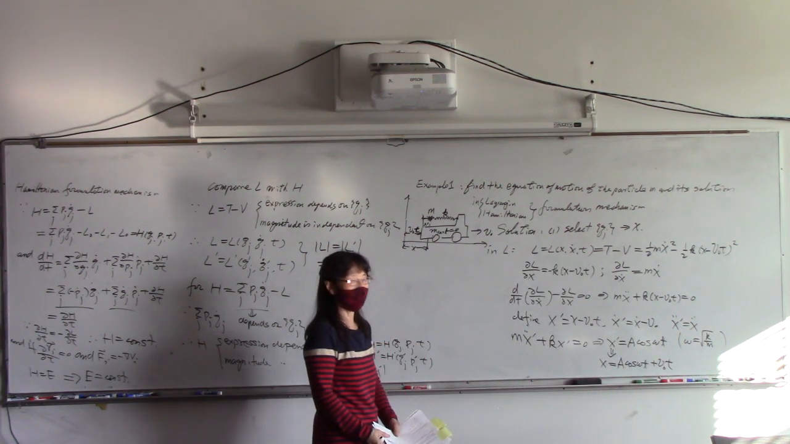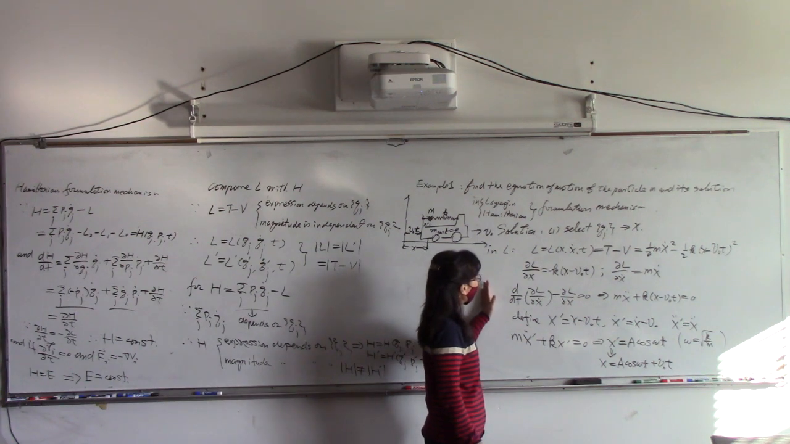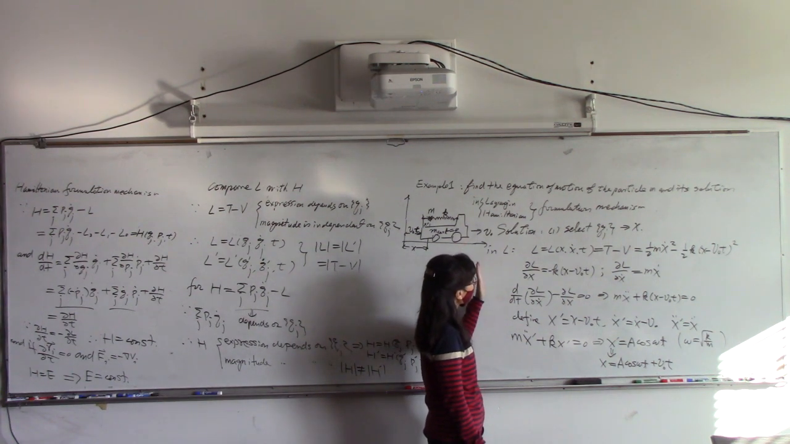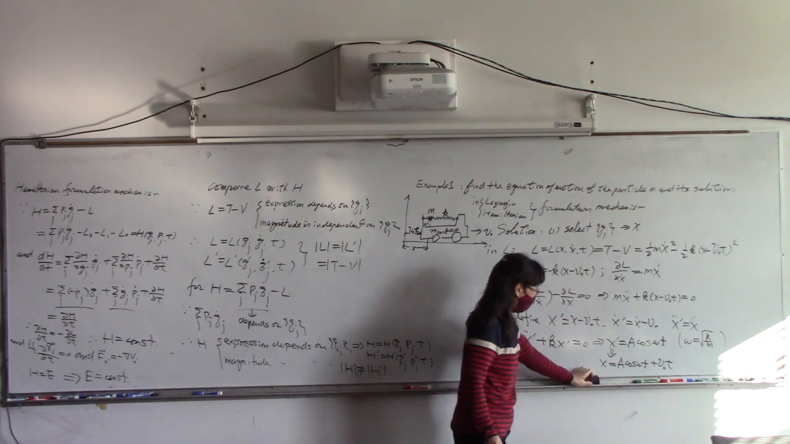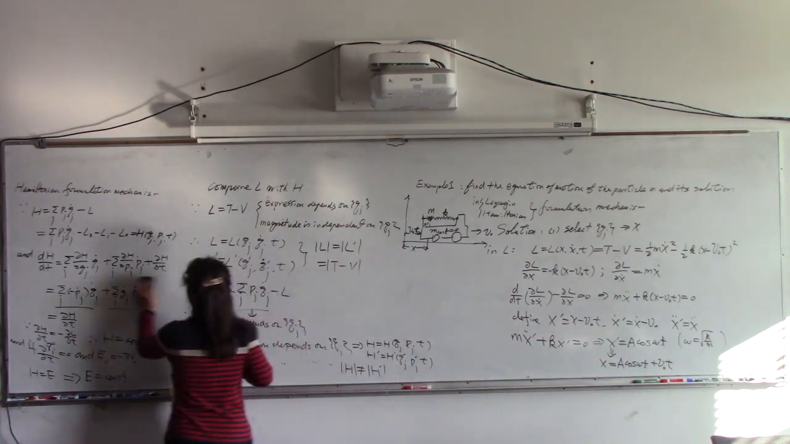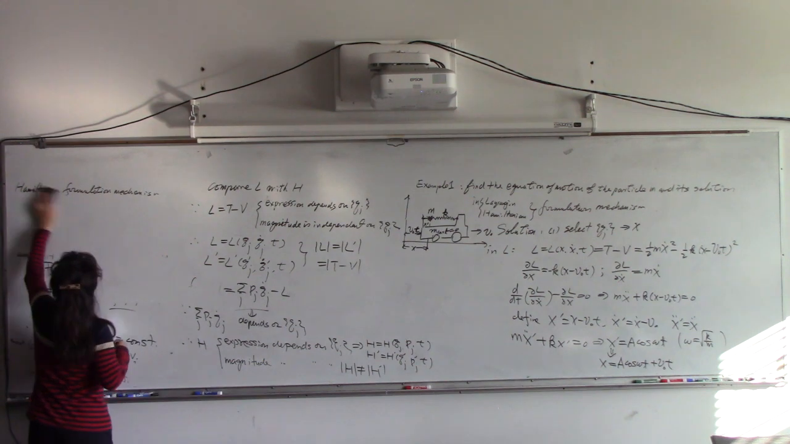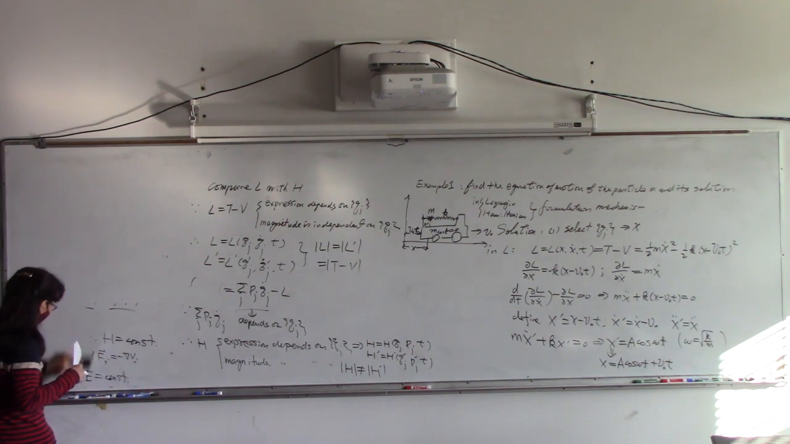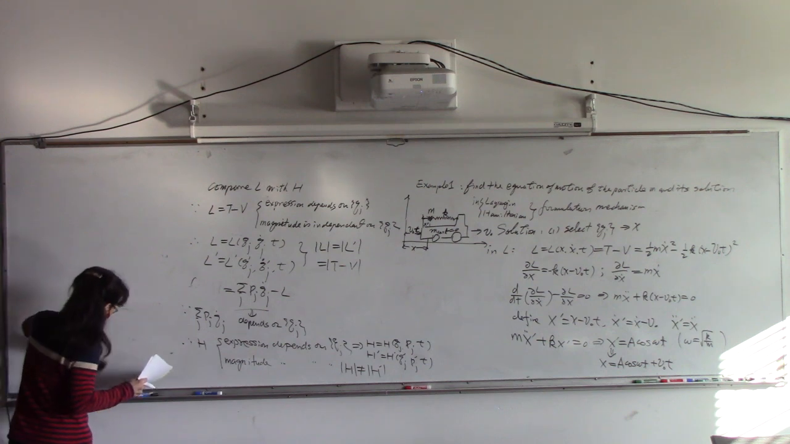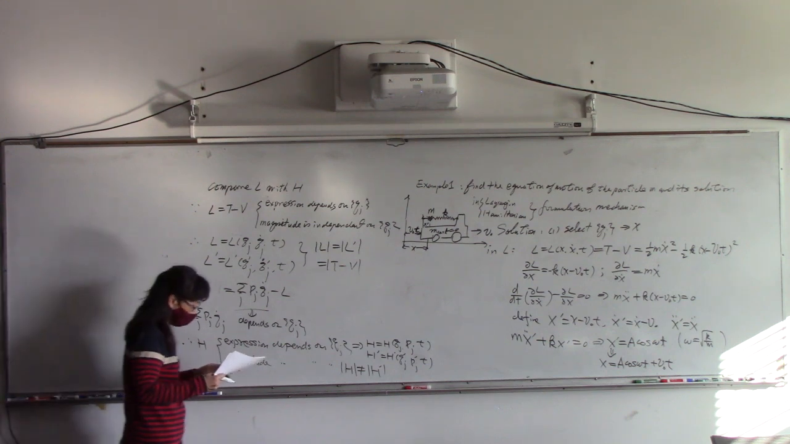So we got the solution. This is what we have done using the Lagrange formulation equation mechanism. We select x as a general coordinate. So we get the solution. Now let's use the Hamiltonian formulation. Let's see, can we get the same thing and how to do that?